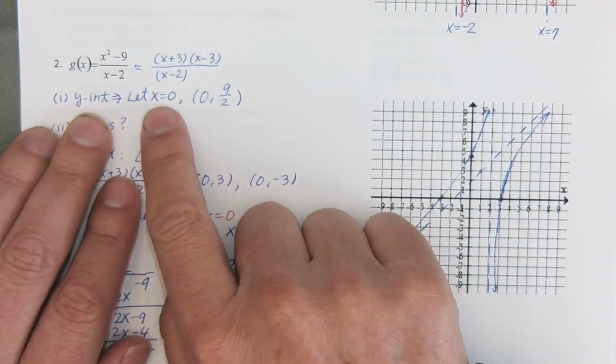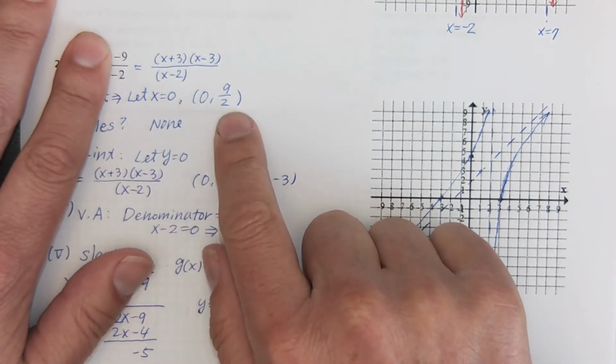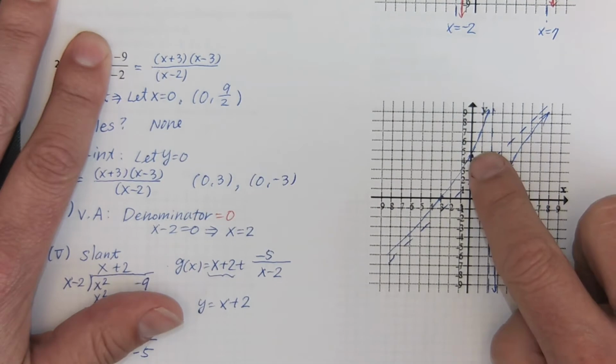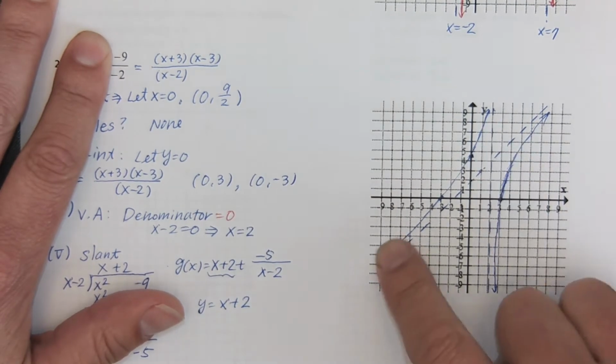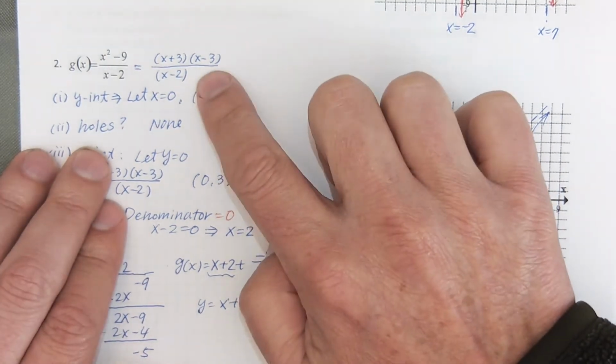Y-intercept. That's when x equals 0. So when x equals 0, I'm going to get negative 9 over negative 2, which is 9 over 2, which is right here on the graph. That's right where it crosses. Are there any holes? Nothing reduces out, so there are no holes once again here.